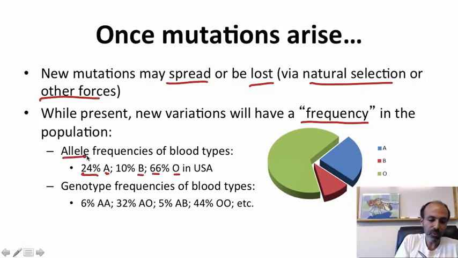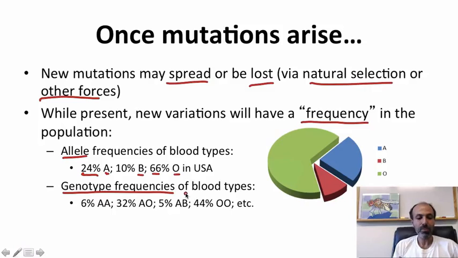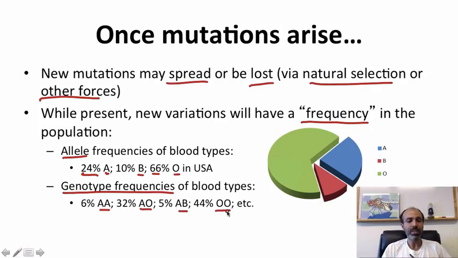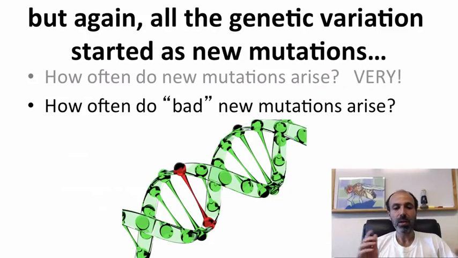Now these are the allele frequencies, but there's also an underlying genotype frequency, right? A subset of these individuals have to be AA versus AO, a subset are AB, a subset are OO, etc. So you can put all these things together, and these genotypes, the fraction of individuals that have a particular genotype, have some sort of frequency in the population, and that is what is studied in the field of population genetics. We'll come back to that far more extensively in later videos. But again, all genetic variations started as these new mutations.